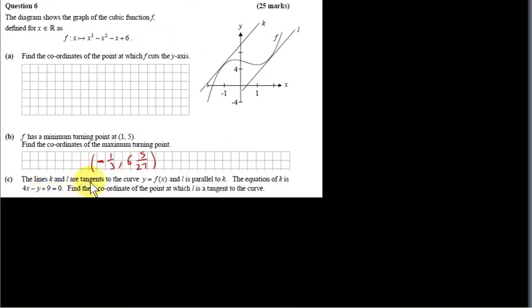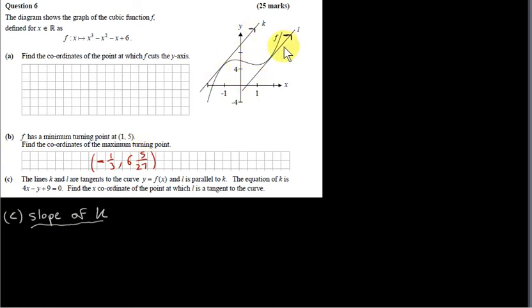The lines K and L are tangents to the curve y equals f of x, and L is parallel to K. The equation of K is 4x minus y plus 9 equals 0. Find the x coordinate of the point at which L is a tangent to the curve. So we want the x coordinate of this point here. Just the x coordinate.